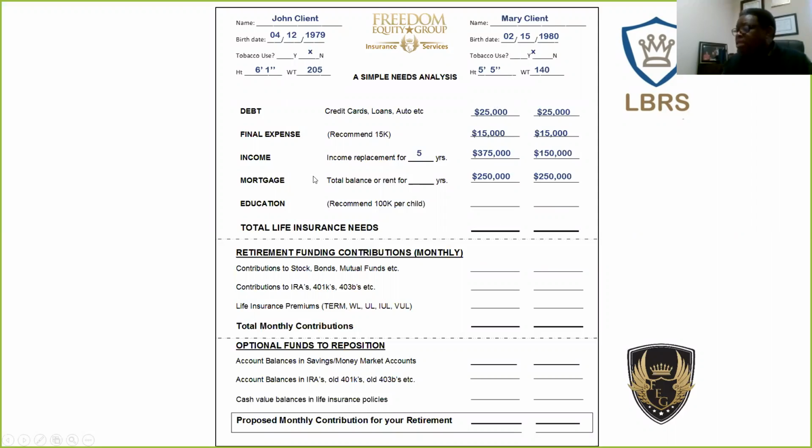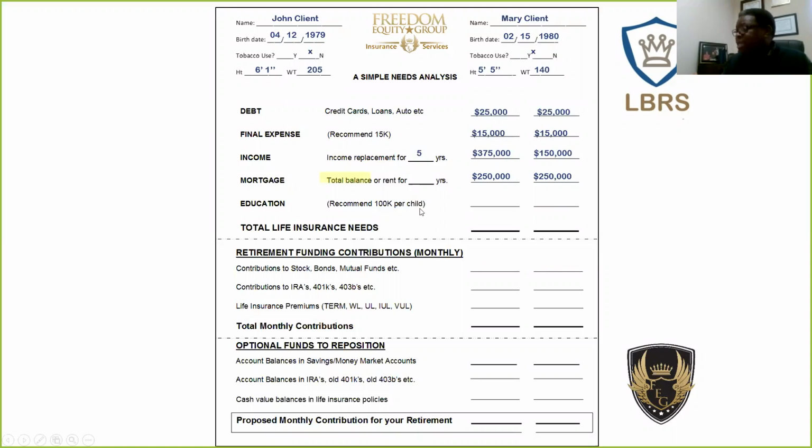The next thing is to replace the rent. If they're renting, right, you want to do the rent times 5 years. Or if they have a mortgage, how much is it going to take to pay off the house? Because again, if the spouse dies, you want the house to be paid for, right? So here they have $250,000 left on their home.